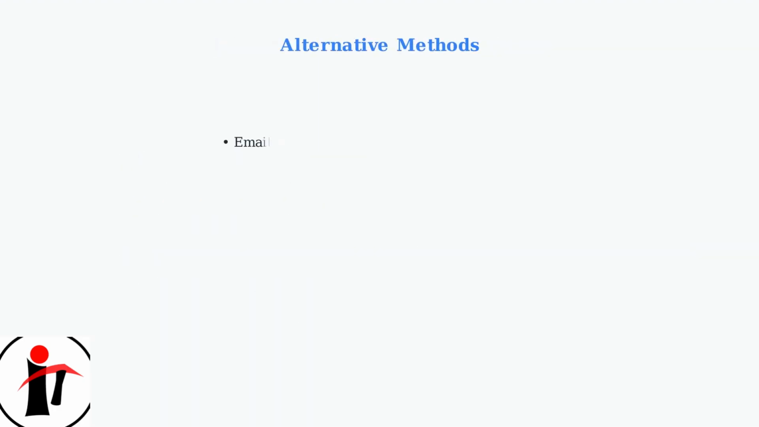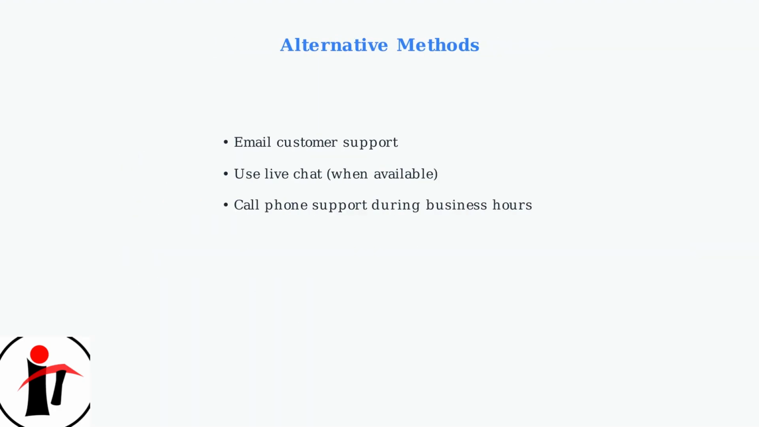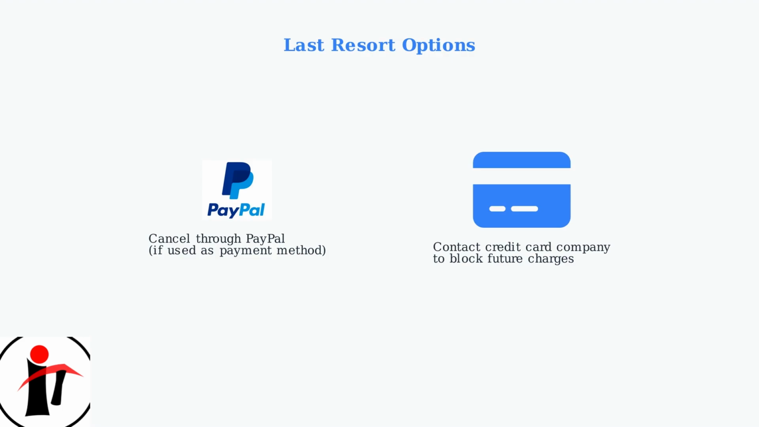If you can't access your account settings, you have alternative methods. You can contact customer support via email, live chat, or phone with your account details and cancellation request. As a last resort, if you paid through PayPal, you can cancel the subscription directly through your PayPal account. You can also contact your credit card company to block future charges.